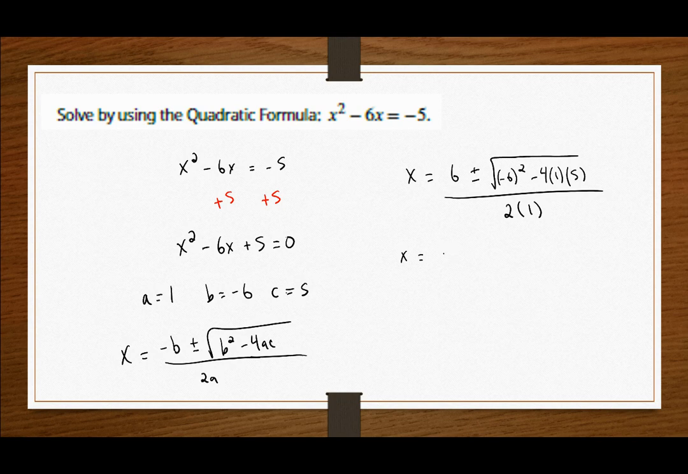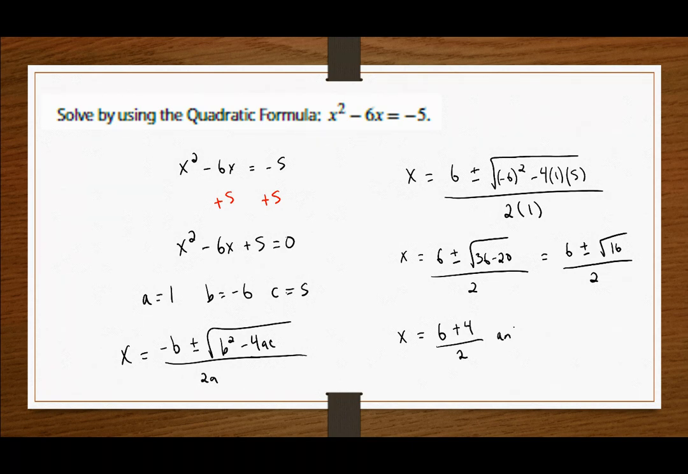So continuing the simplification here, I get +6, notice the sign change here, plus or minus the square root of 36 minus 20, all divided by 2. This can be reduced slightly to give me a square root of 16. And then, just as before, reducing the square root to its simplest form, we get two statements. 6 plus 4 divided by 2, and 6 minus 4 divided by 2. This yields our two solutions of 5 and 1.